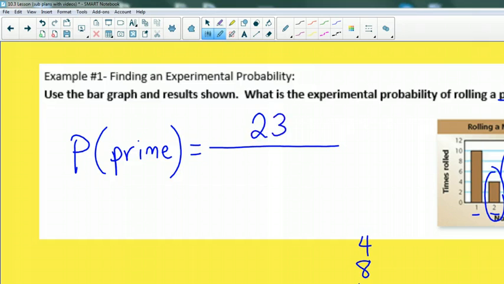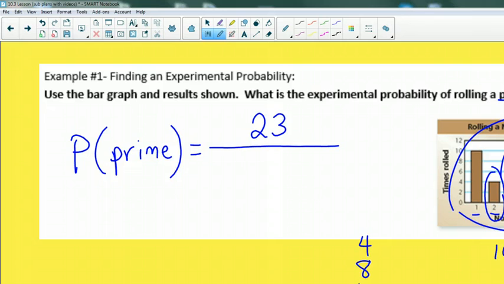The denominator is the total number of times I've rolled the dice. So I have to take into account all 6 of the numbers. Okay? So I'm going to look at 1, and I have 10. I rolled it 10 times. A 2 I rolled 4 times. The 3 I rolled 8 times. The 4 I rolled 11 times. The 5 I rolled 11 times. And the 6 I rolled 6 times.